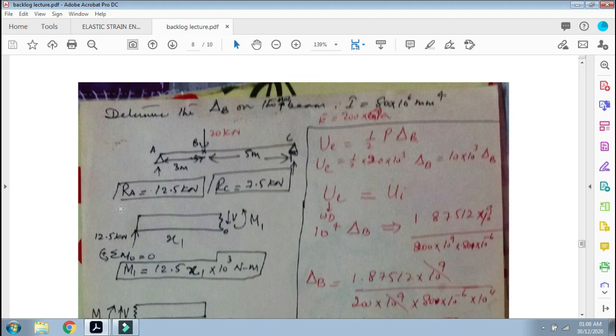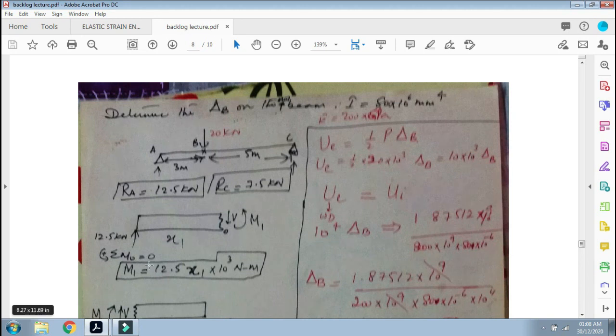Okay, and now what you do is, because the point load of 20 kilonewton is not at the midpoint, we will make one cut from A to B, and we will see what the internal resisting bending moment is, and another cut from B to C. So when we apply the cut, we have RA as 12.5 kilonewton, and we cut a section at point x1, so we get V, and this is the internal bending moment M1.